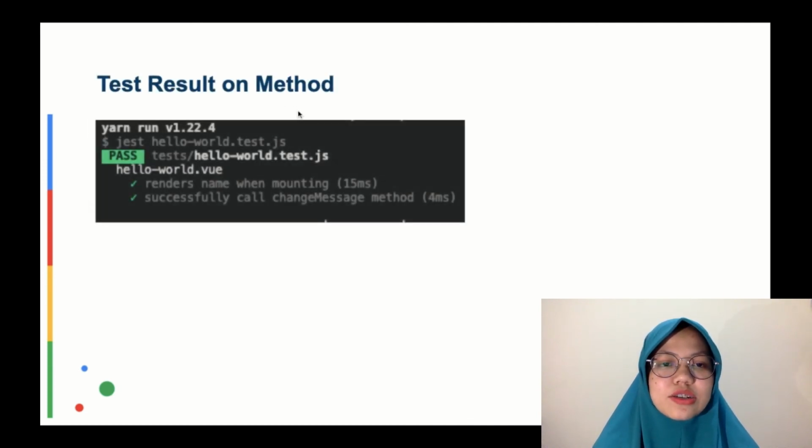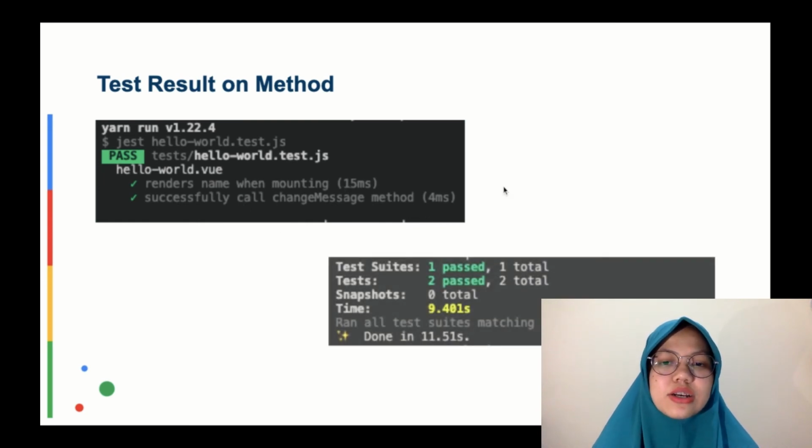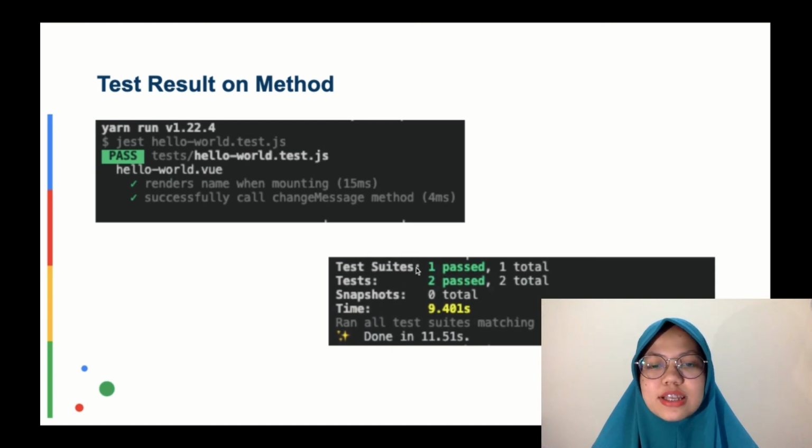And then the test result on method. So I run the same test file, which is the hello world.vue that I was testing, and then the first one renders name when mounting. This is the first test that I used, and then the second one, the successfully called change message method. This one also has a check. So the two test cases have passed here, and then this is the result. I still have one test suite but with two tests in it, so everything passed.